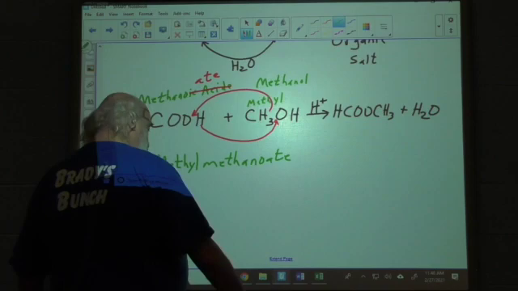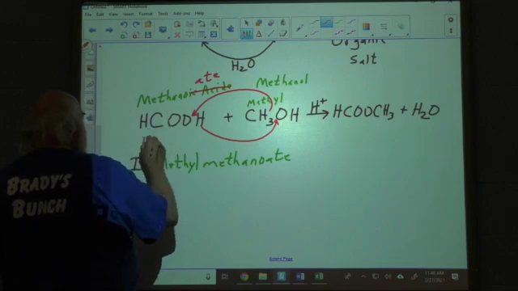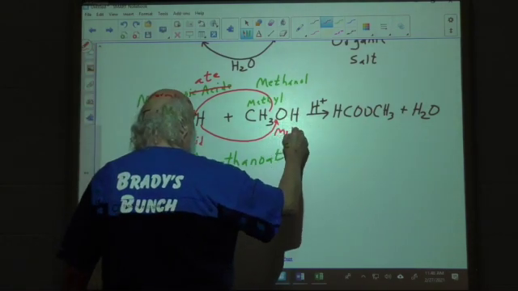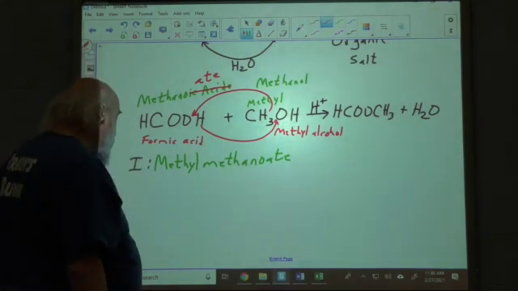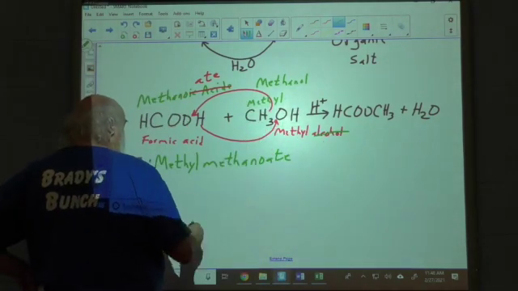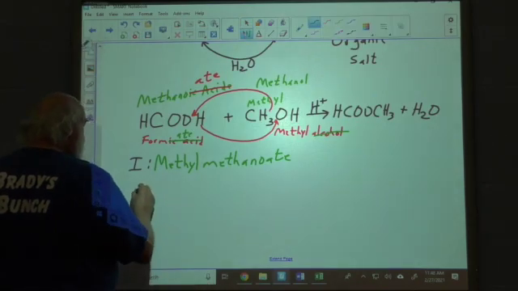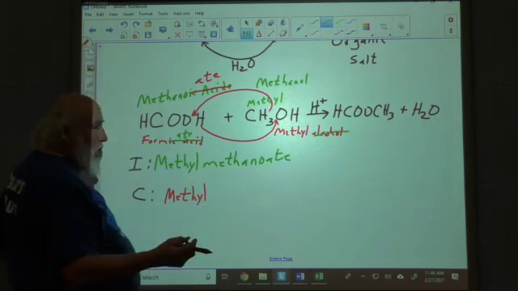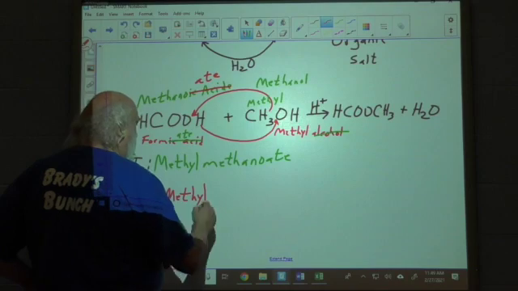Now, common name. Common name for this was formic acid. Common name for this is methyl alcohol. Okay, so same thing. This just becomes a methyl group like we did up there, but this right here ends with ate. So the common name for this is methyl, and it's two words. Remember, common name has multiple words, where it's all one word for the IUPAC. And this is methyl formate.